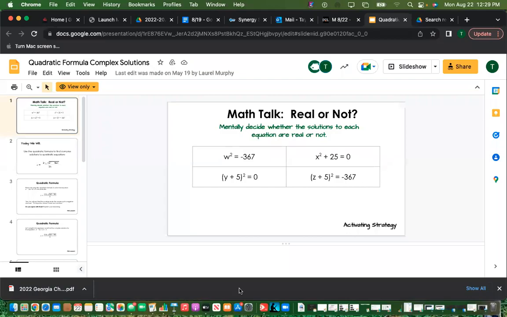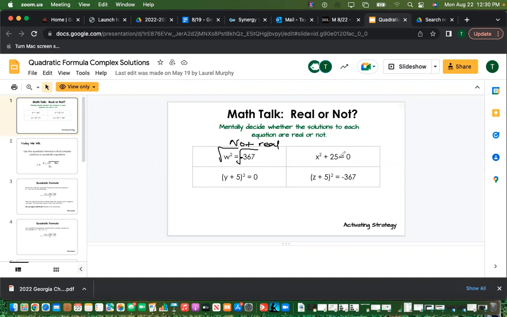Okay, so mentally decide whether the solutions to each equation are real or not. So if I were to go about solving this, if I took the square root, what would I get? Real or not real solutions? Not real solutions. Why? There's a negative underneath that radical. So I would get a not real solution. I would get a complex solution, right?